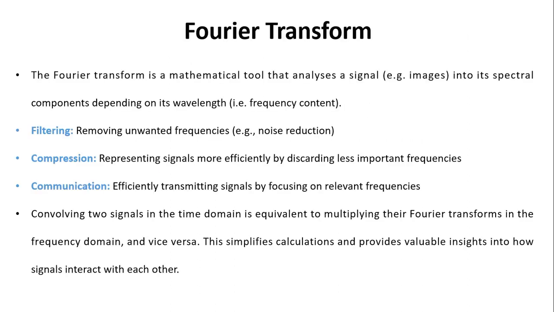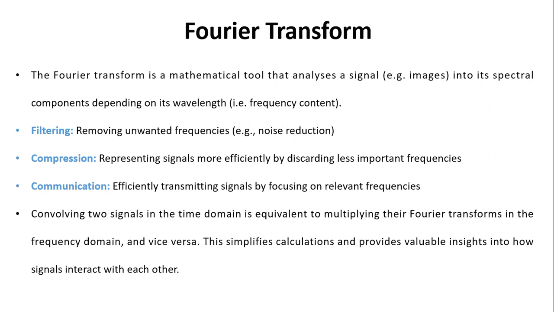Topic of this video is image transform. This is the fourth video on this topic, and in this video I am going to discuss Fourier transform. Now let us start. The Fourier transform is a mathematical tool that analyzes a signal into its spectral components depending on its wavelength. That is, basically it converts the image from time domain or spatial domain to frequency domain.